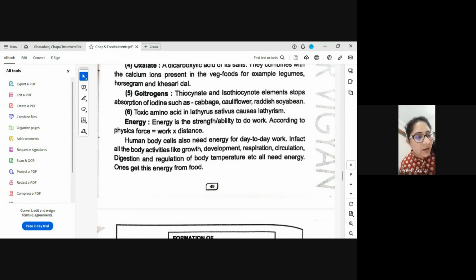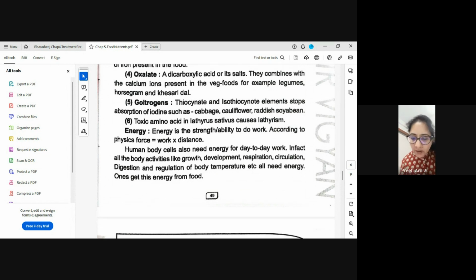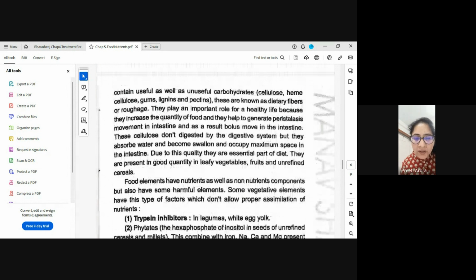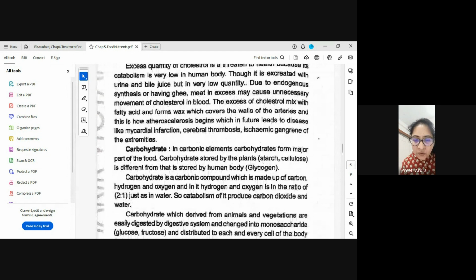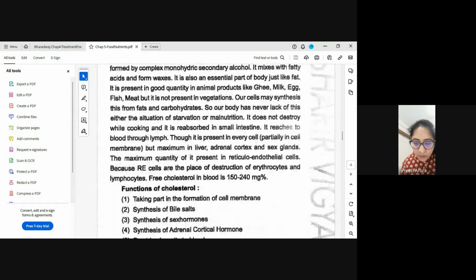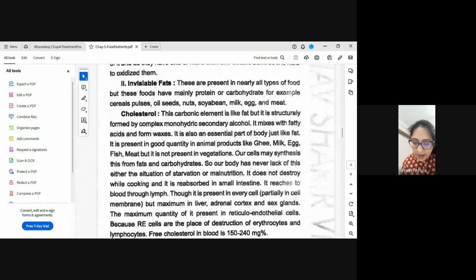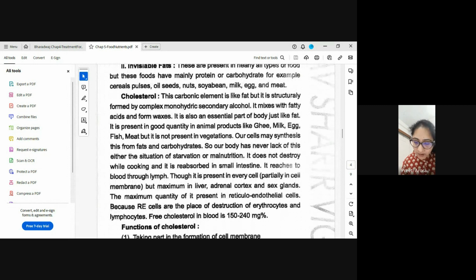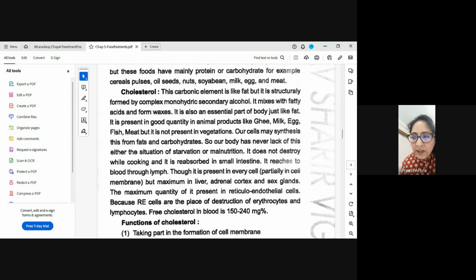Now, very related to this protein, fats, and carbohydrates, we also have two other concepts of cholesterol and triglycerides. So cholesterol is a waxy fat-like substance that is found in all the cells of your body. And the body needs some cholesterol to make hormones and vitamins also, especially vitamin D. It is also an essential part of the body, just like fat. And our cells synthesize it from fat and carbohydrates. So simply put, fat plus carbohydrate gives you cholesterol. This cholesterol is present in every cell, partially in your cell membrane, but maximum it is found in your liver, your adrenal cortex, and in your sex glands.